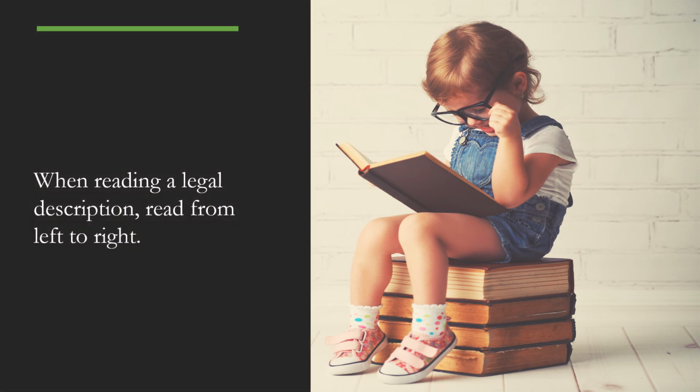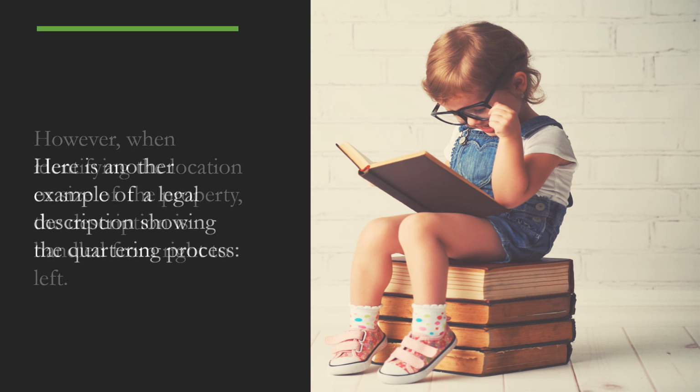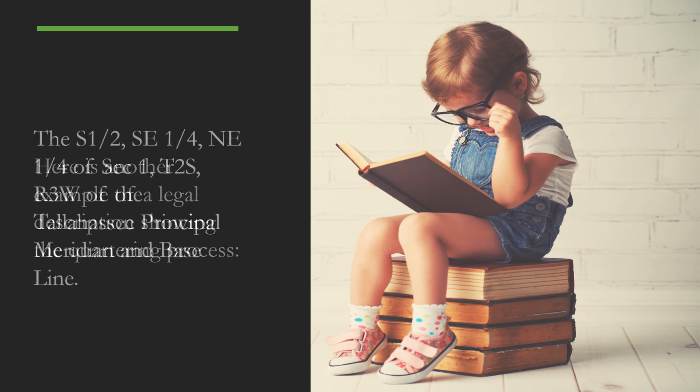When reading a legal description, read from left to right. However, when identifying the location or size of the property, the description is handled from right to left. Here is another example of a legal description showing the quartering process. The south 1/2 of the southeast 1/4 of the northeast 1/4 of section 1 of T2S-R3W of the Tallahassee Principal Meridian and Baseline.